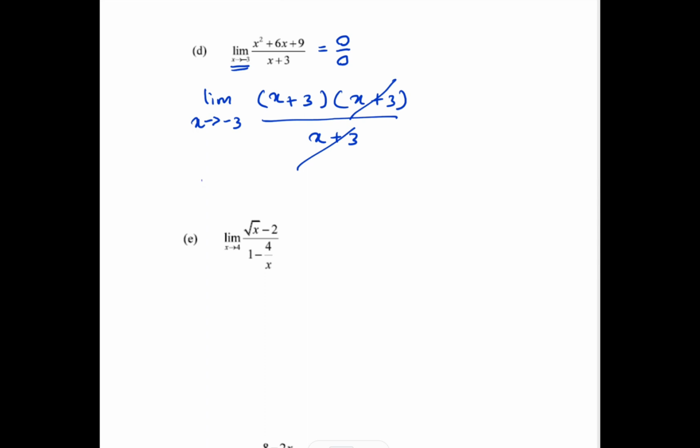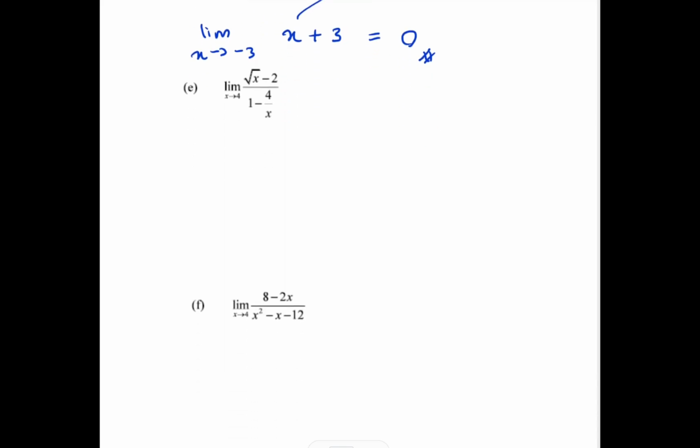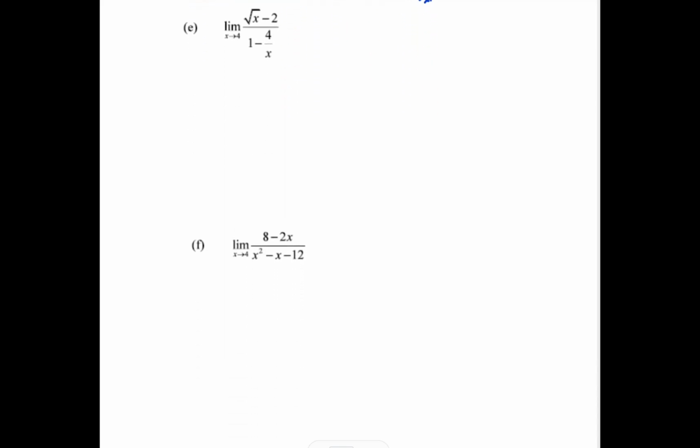Okay, so you can get limit as x approaches negative 3 of x plus 3. Substitute negative 3 here, you can get 0. That one is for question D. For question E, also the same thing: when you substitute 4 for x, you can get 0 divided by 0. So this one we can solve by multiplying by the conjugate.